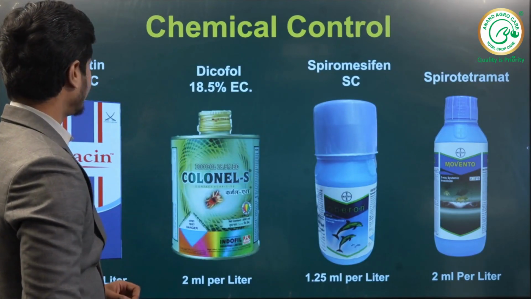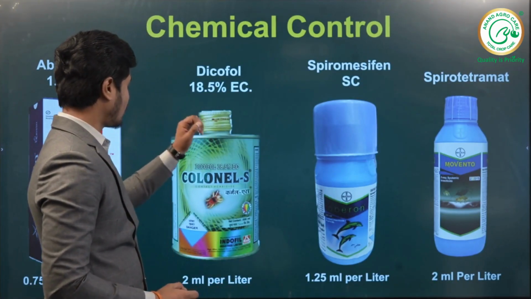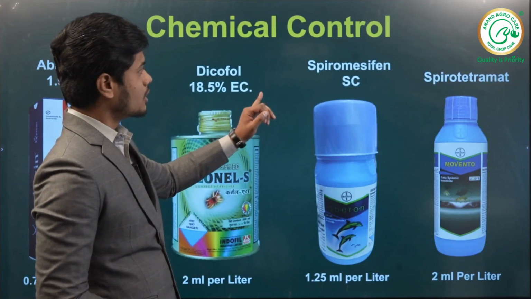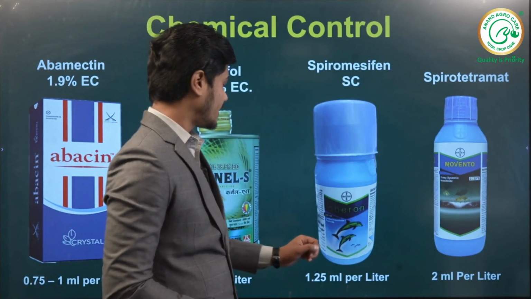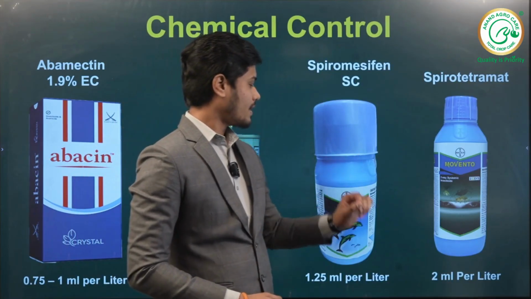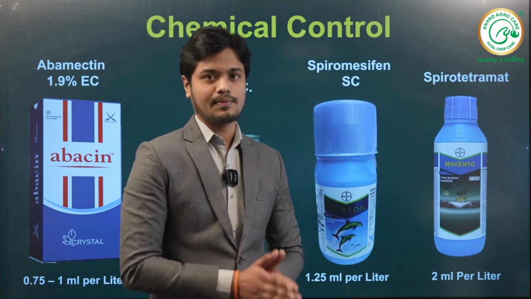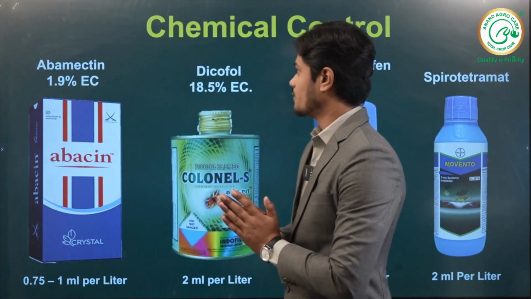Abamectin 1.9% EC, 0.75 to 1 ml per liter of water. Dicofol 2 ml per liter. Spiromesifen 1.25 ml per liter. And the last one is Spirotetramat 2 ml per liter of water, in 200 liters of water. So these are the chemical controls of this pest.